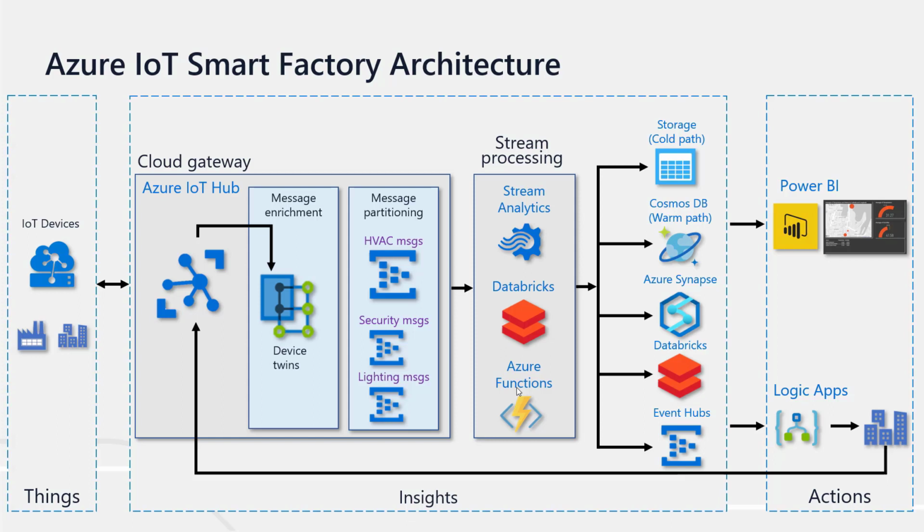So the data might go into an event hub and then be passed through into a logic app and then integrated into a back-end business system, which will then be able to make automation decisions, for example, to send it back through IoT Hub, back down to the device to be able to control that device from the cloud.